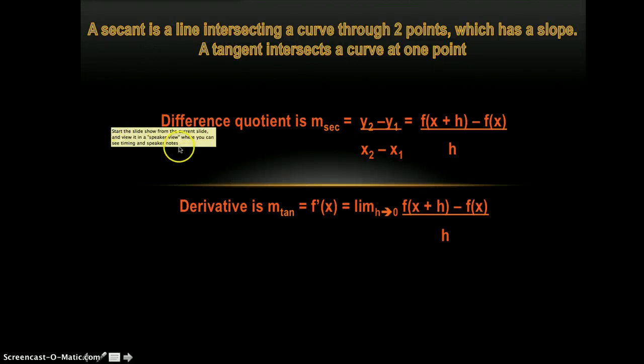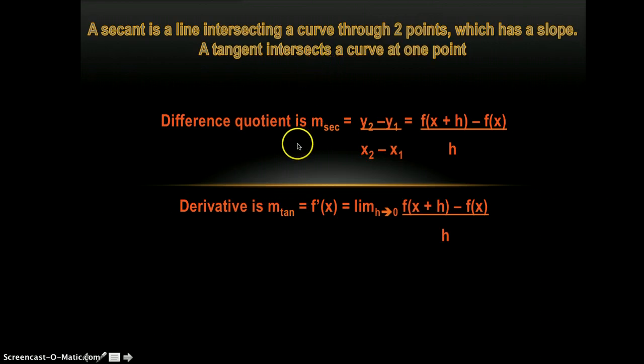This is part two of derivatives as slope, and let's just go over some basic things. A secant is a line intersecting a curve through 2 points, which has a slope. A secant crosses through a circle, intersects a circle. It also is one that crosses through a curve. A tangent, on the other hand, intersects a curve at 1 point.